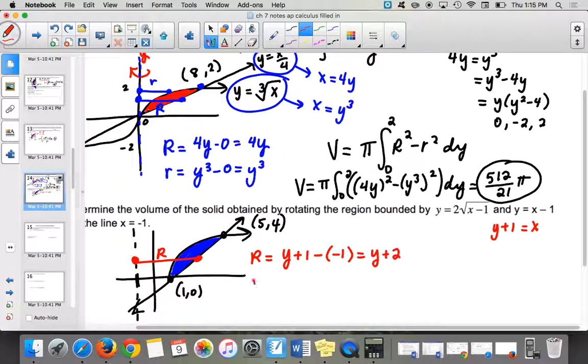Yeah, Caroline? Why does it have to be in terms of y? Because it's a vertical axis. So we're going around x equals negative 1, which looks like the y-axis.